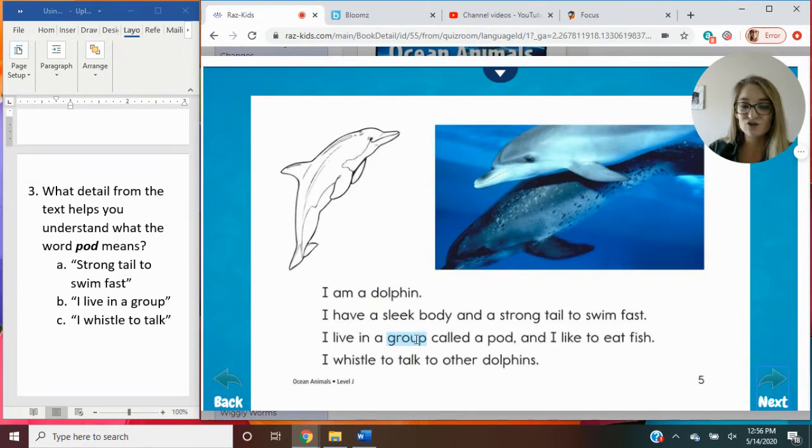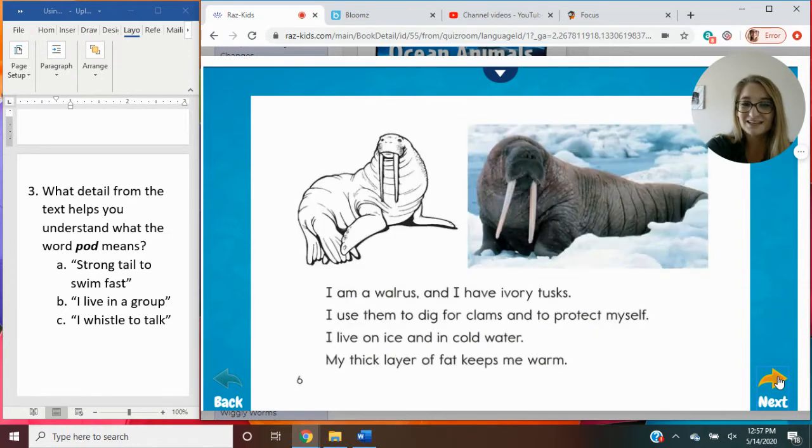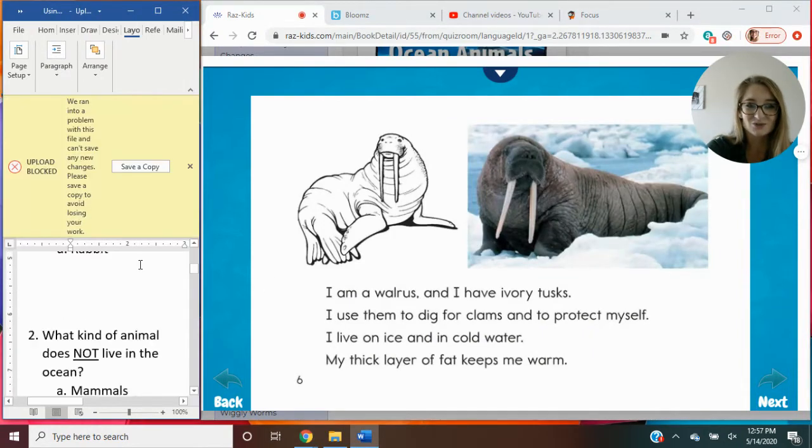I live in a group called a pod. That is telling you about a pod. A pod is a group of animals that live together. So, very good if you picked B. Here we go. Let's read the next page and answer our next question.